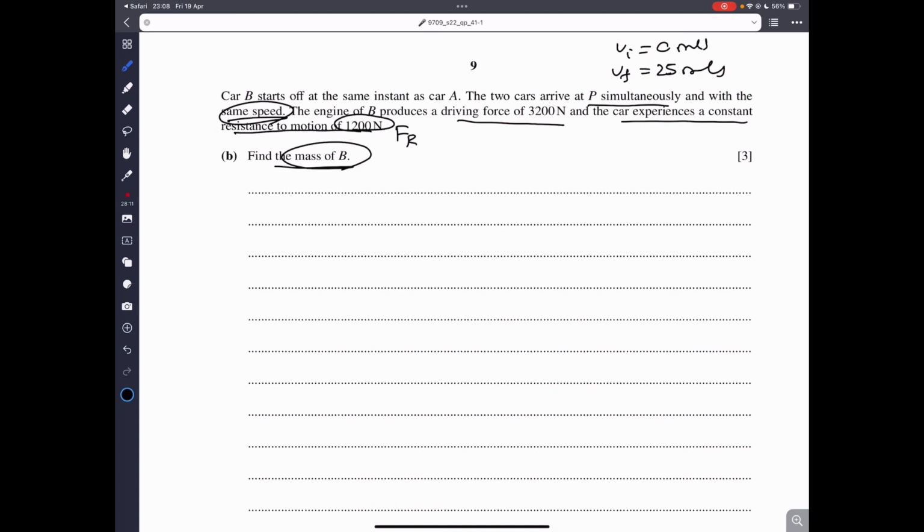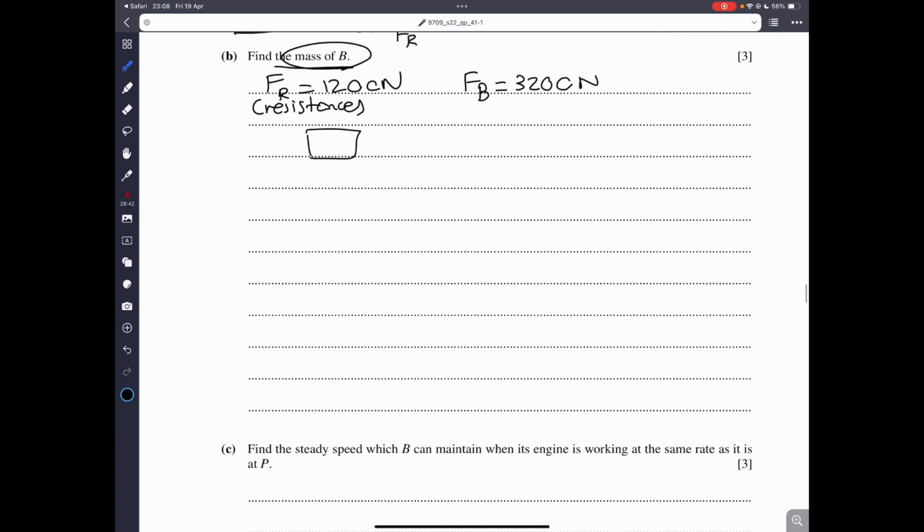Now we are given the force. The force of resistance, which is 1,200 newtons. The resistant force, the force opposing the motion, right? And it produces the driving force of 3,200 newtons. Okay, so we draw the sketch again, the box, right? Obviously the forward force has to be greater than the resistance, or it will not move forward, right?